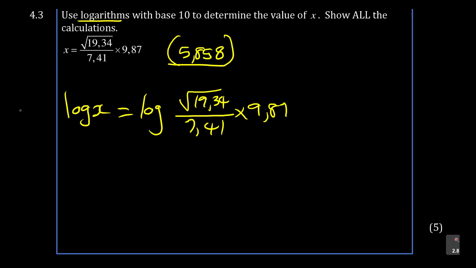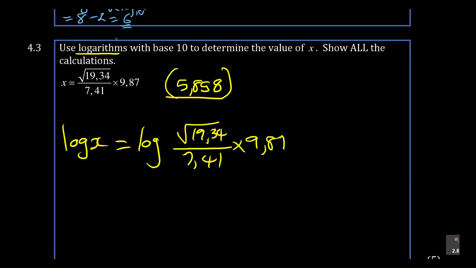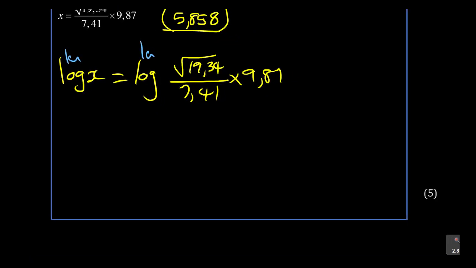Sometimes if they say use natural logs, the moment they start with natural, don't say log, say ln. That's natural logs. But if they just say logs with base 10, if I say base 10, I don't need to write 10 here. I just have to say log. Because the default is 10. All right, next one.